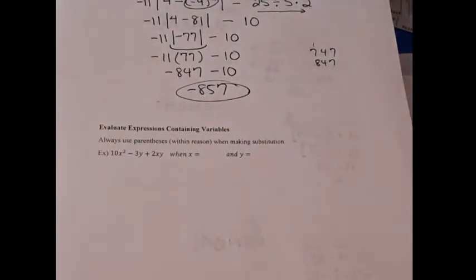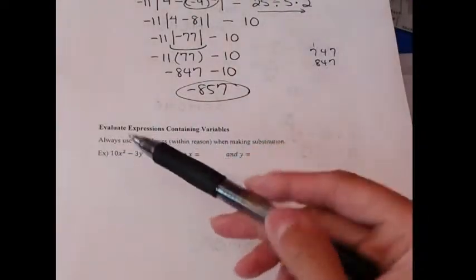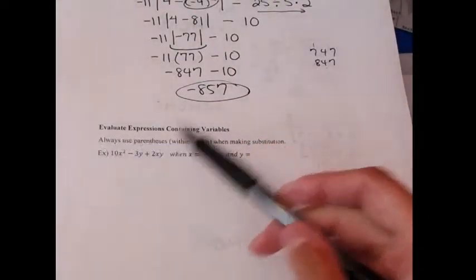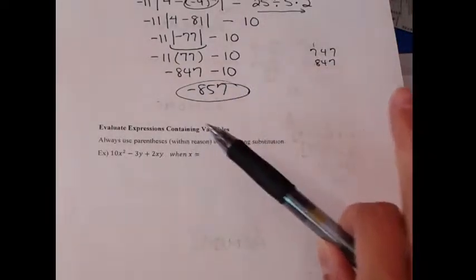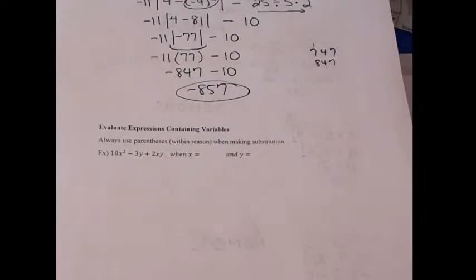Okay, we are almost done. Let's get through this last piece. Next we're going to learn how to evaluate expressions containing variables. Typically, we're going to always use parentheses when making substitutions. So be super careful. We don't want to go overboard with it.